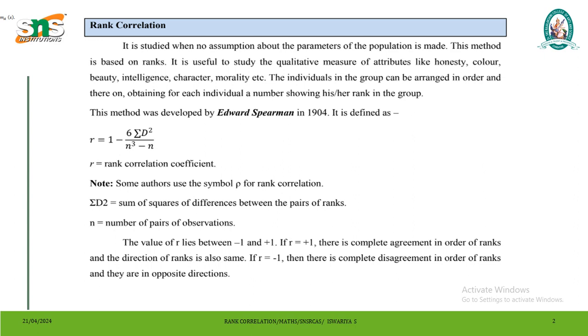The value of R lies between -1 and +1. If R is equal to +1, there is complete agreement in order of ranks and the direction of rank is also the same. If R is equal to -1, then there is complete disagreement in order of ranks and they are in opposite directions.